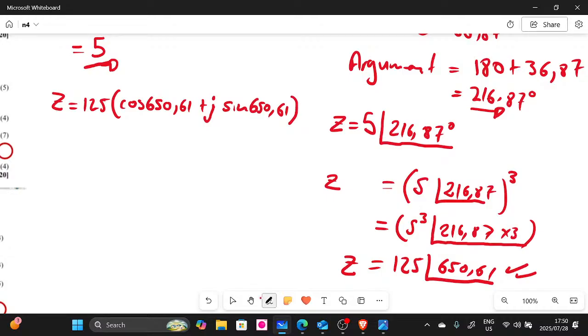So this is the formula. In fact, it's a formula and at the same time it's a notation of polar form. We use this formula to change from rectangular. So all you have to do here is just use a calculator, guys. In your calculator, you're gonna say 125 multiplied by cos 650,61, and that is gonna be your real number.